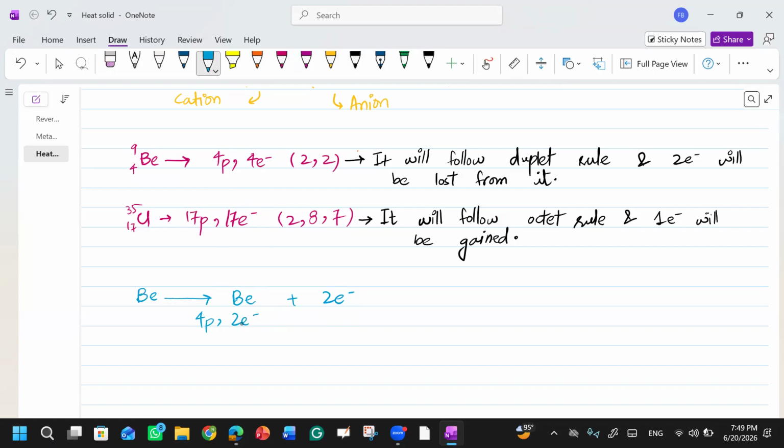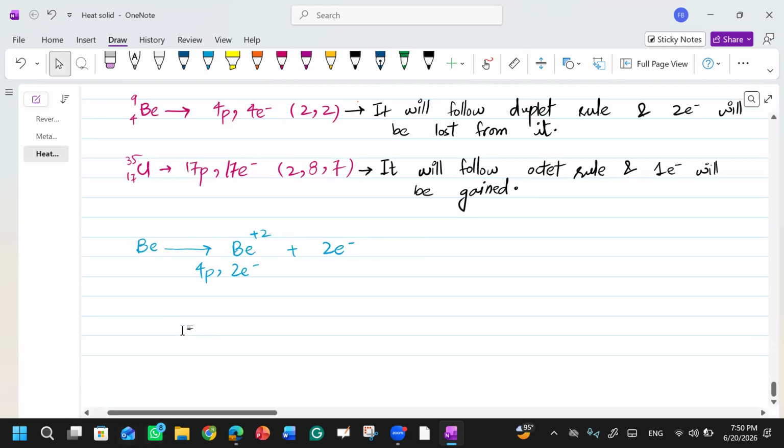Now can you tell me what will be the charge on beryllium? Compare 4 protons with 2 electrons. Which thing is extra? Protons are extra. How many protons are extra? 2 protons are extra. So it means there will be plus 2 charge. Clear? This is for the beryllium.